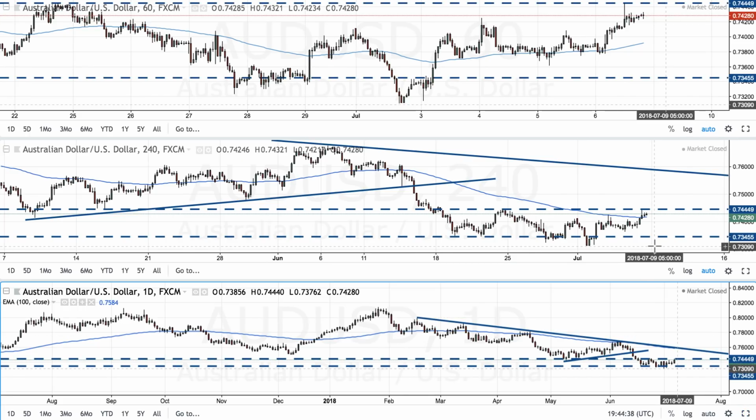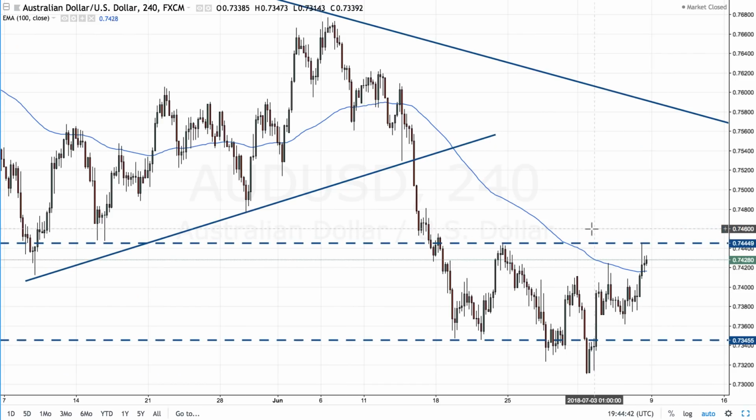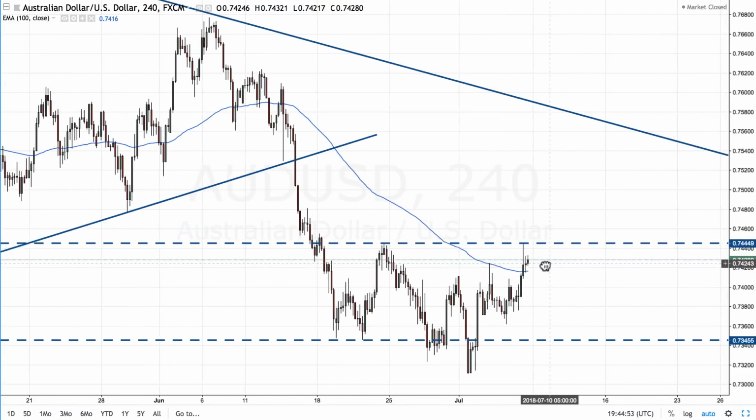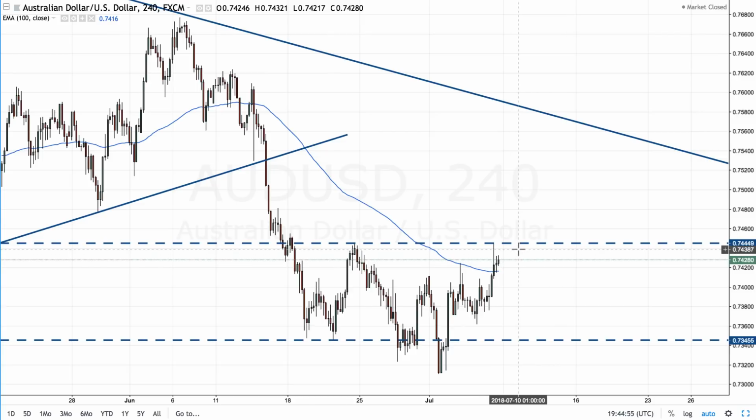Now, the way that we want to play this is twofold. First of all, we could have a bit of a reaction to this previous level of support that becomes resistance here at the 0.7444 level. And basically what we could have here is a bit of a reversal on our hands. So the market coming up to this level, giving us a 1, 2, 3 reversal pattern, and then selling back down to the 0.7345 area.